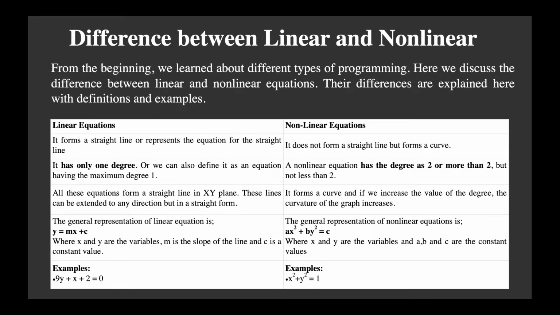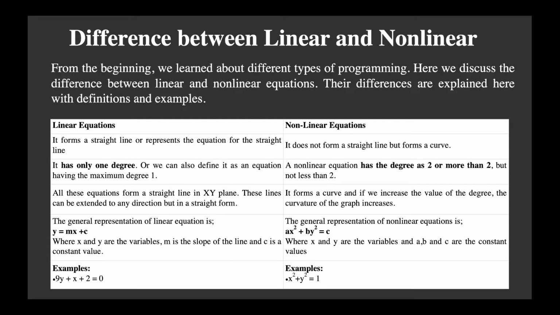Here we discuss the difference between linear and nonlinear equations. Their differences are explained here with definitions and examples. Linear forms a straight line or represents the equation for a straight line, whereas nonlinear does not form a straight line but forms a curve. Linear has only one degree, or we can also define it as an equation having the maximum degree 1. But a nonlinear equation has a degree of 2 or more, but not less than 2.